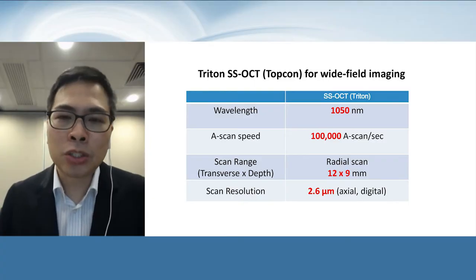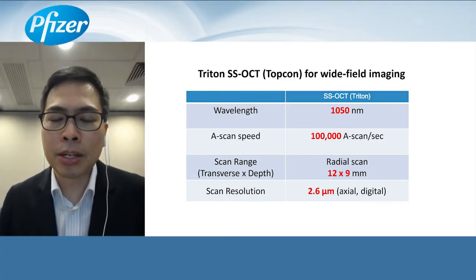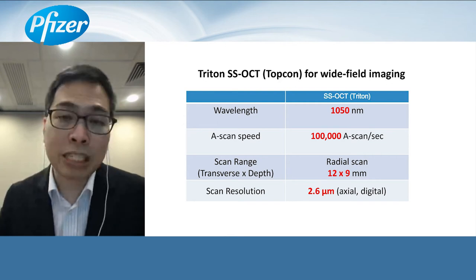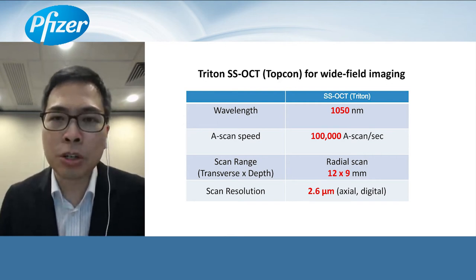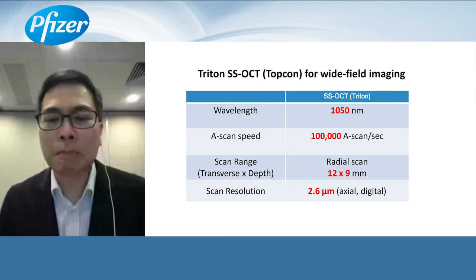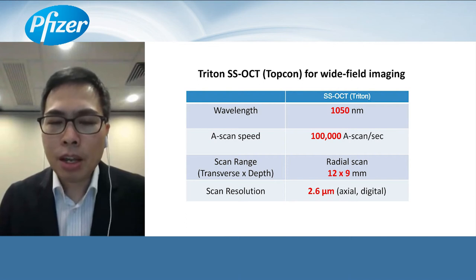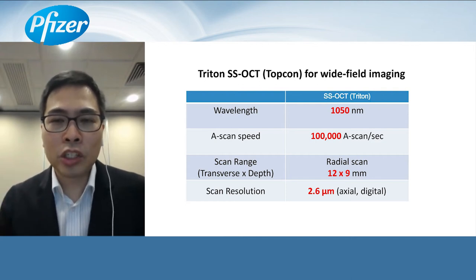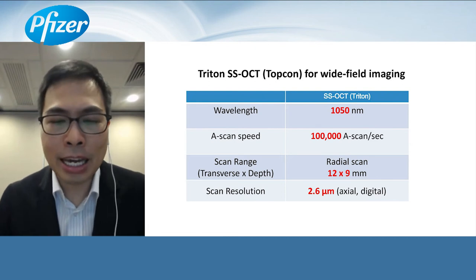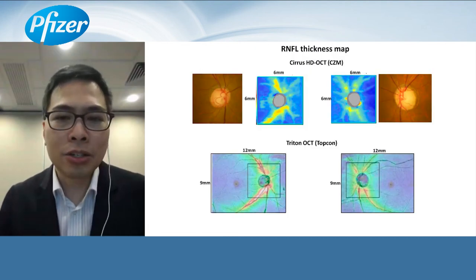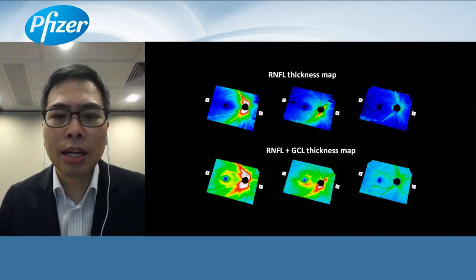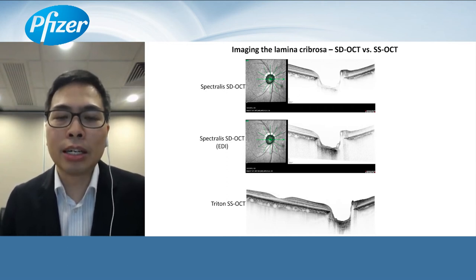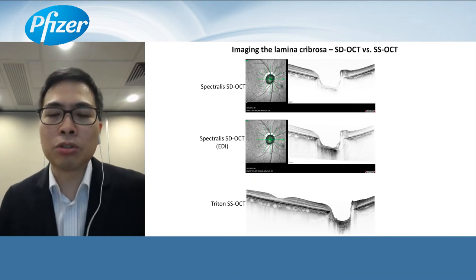But with the swept source OCT here, the Triton OCT, because it has a very fast scan speed of 100,000 scans per second, we're able to capture a wide view of 12x9 millimeter in a few seconds. So this is an advantage of the swept source OCT, which allows us to capture the macular and the peripapillary region using the same scan. Another advantage of the swept source OCT is that we can see the lamina and the retinal nerve fiber layer in high resolution with good signal to noise ratio in the same scan.